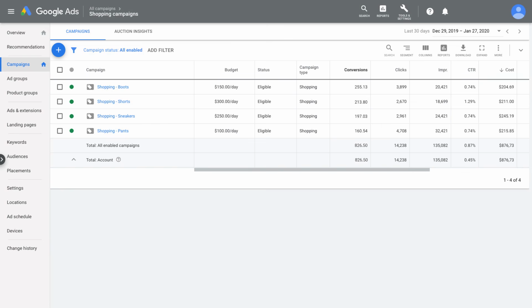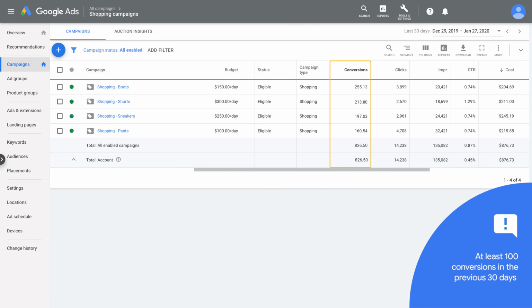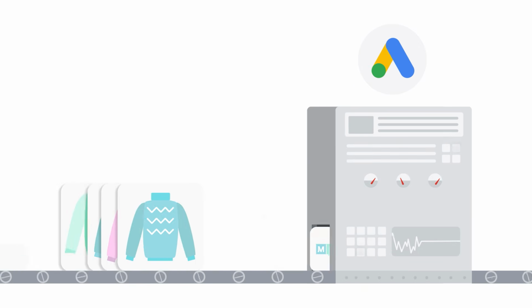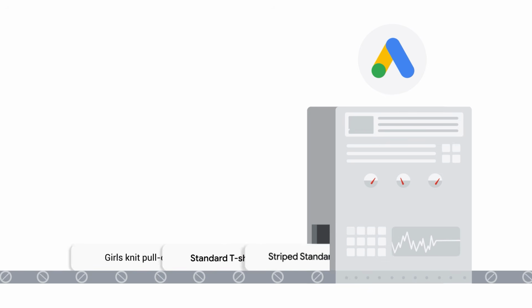Keep in mind that the products used in your campaign should have a history of 100 conversions in the last 30 days whenever possible. Lastly, upload your assets, such as a logo, image, and text. Click Save, and you're all set.